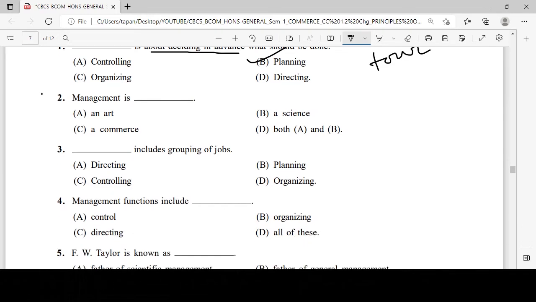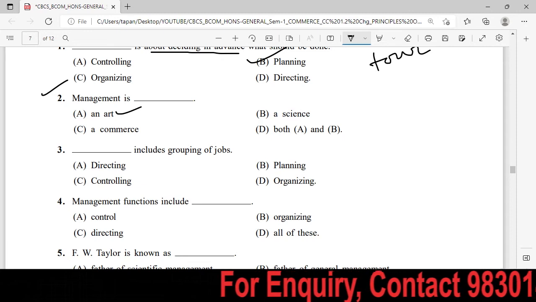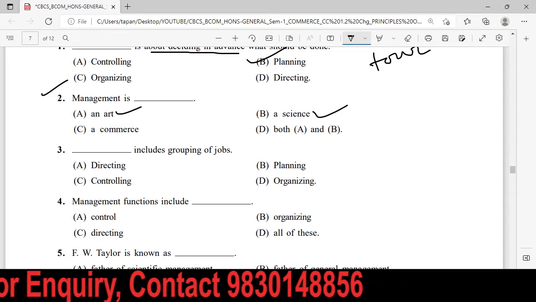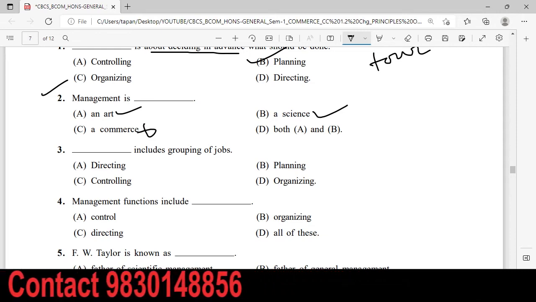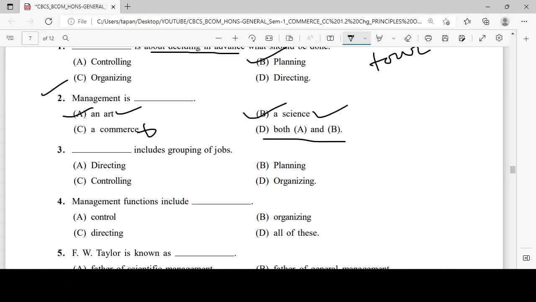Now the second question, management is. Someone tells management is an art. Another person also tells that management is a science, not commerce. Therefore, on one side management is an art, and on another side management is a science. Therefore the fourth alternative, management is both A and B, is accurate.